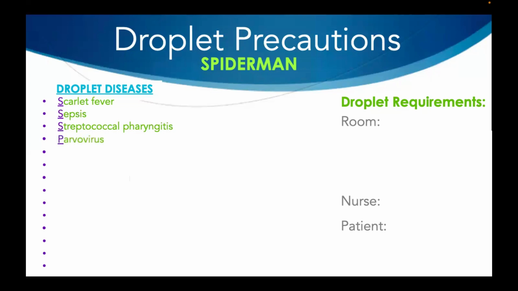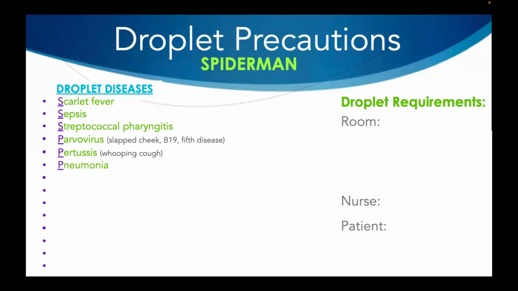Parvovirus. What are the 3 other names for parvovirus? Slapped cheek, B19, and fifth disease. What is the next P for droplet precautions? Pertussis. And what is the other name for pertussis? Whooping cough.